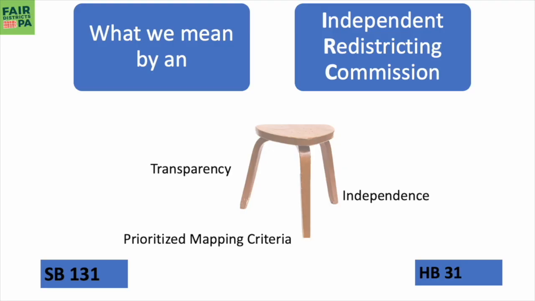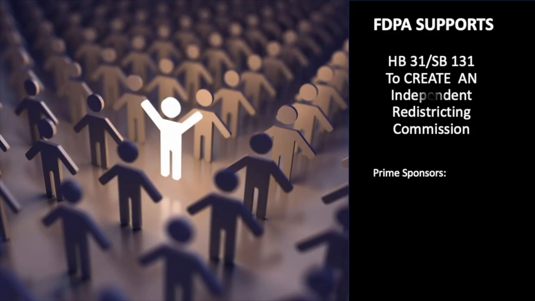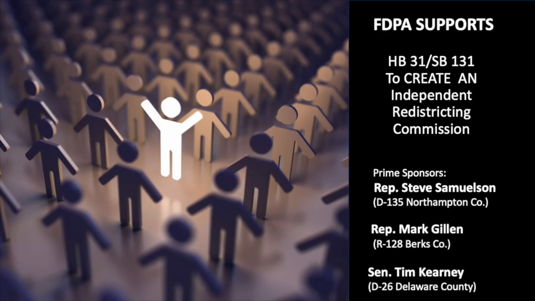Co-sponsor memos are being circulated for companion bills House Bill 131 and Senate Bill 131. These bills are updated versions of the 2023-24 legislation and incorporate feedback from allied organizations, legislators, and lessons learned from other states. The prime sponsors of the bills are Steve Samuelson, Mark Gillen, and Tim Carney. Co-sponsor memos go out to all members of the House and Senate and encourage each one of them to sign on as co-sponsor, indicating they support the idea.